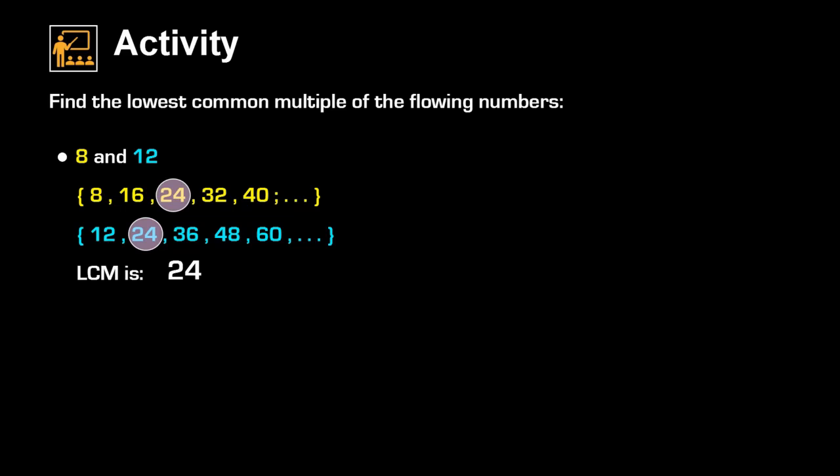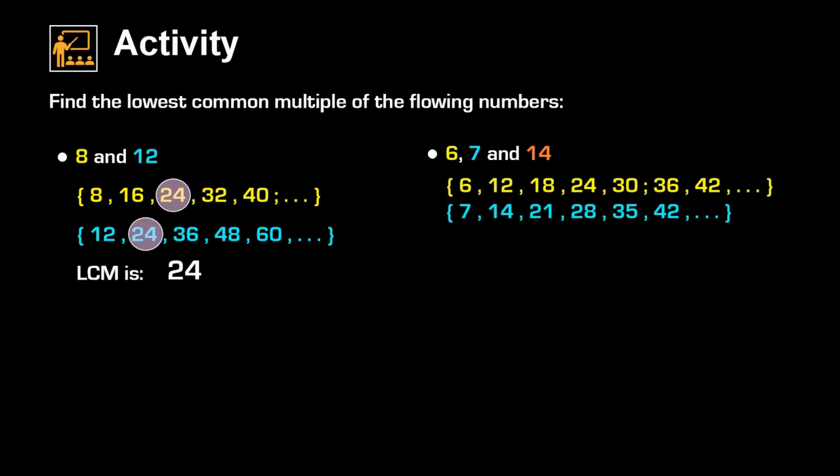Okay. Then the next one is 6, 7, and 14. You'll see I've got 3 numbers there, 6, 7, and 14. So we'll have to find the multiples of 6 and 7 and 14. So it's 6, 12, 18, 24, 30, 36, 42. We have 7, 14, 21, 28, 35, and 42. And then we have 14, 28, 42, 56, and 70.